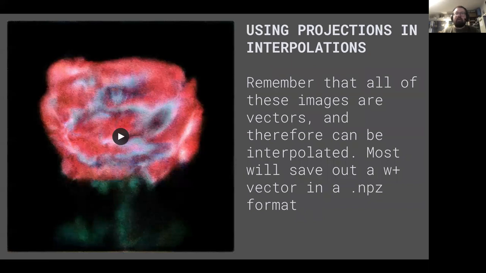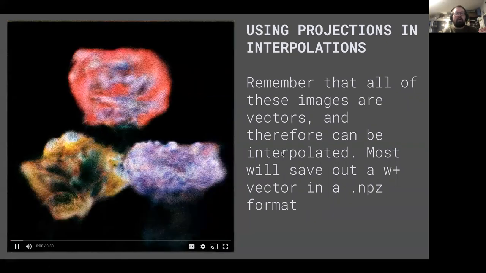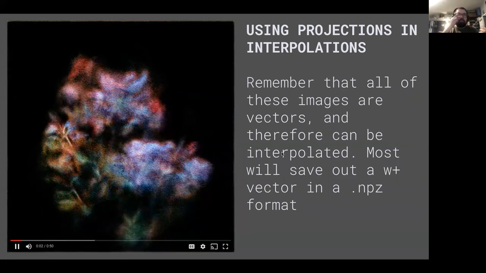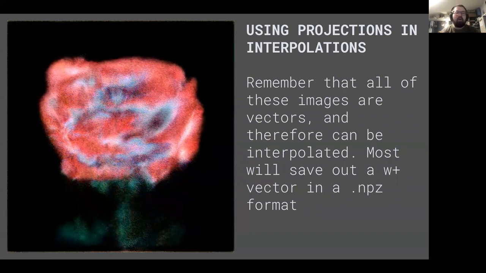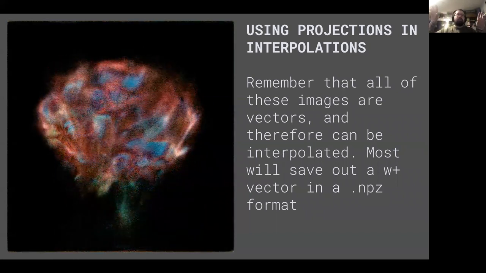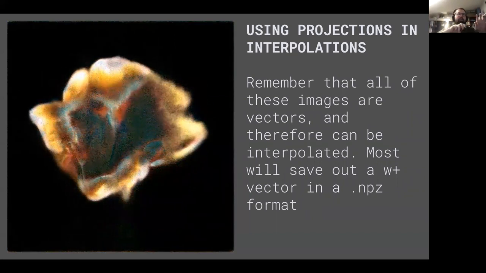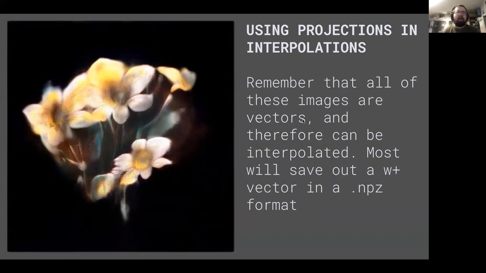And lastly, before we dive into the notebook, I do want to mention that projections are just W space vectors essentially. So when you're done, you will get a vector back. It's usually going to be in the format of a .npz file, which you'll have to read in. I'll show you how to use that, but you can actually do interpolations with these projected images. So this is an example of me. I made some of these images using some pretty similar techniques to what I've just shown here. And then you get a bunch of vectors, and I did a linear interpolation between all those vectors. So that's what this process is.